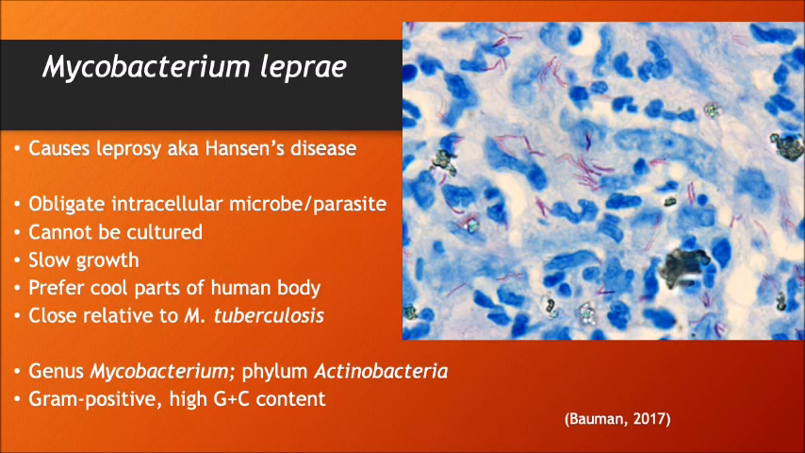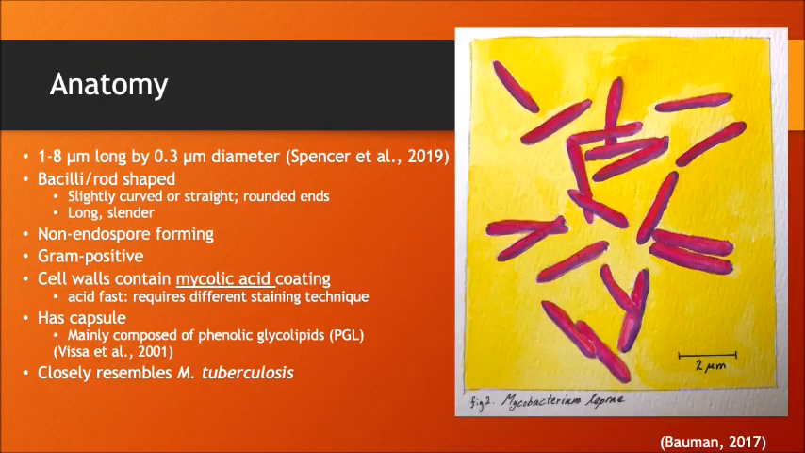It's part of the genus Mycobacterium, phylum Actinobacteria. It's gram-positive and has high GC content. This bacteria is between 1 and 8 micrometers long and about 0.3 micrometers in diameter. It's rod-shaped, can be slightly curved or straight, and has rounded ends. It does not form endospores. Importantly, its cell walls contain mycolic acid.